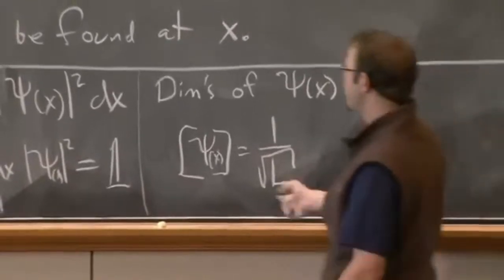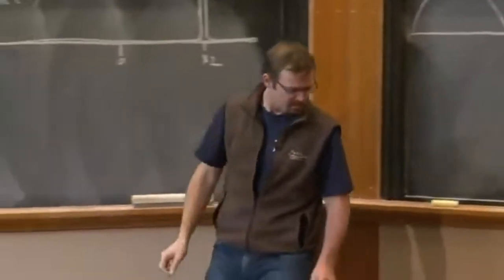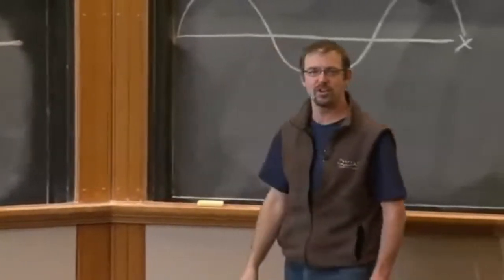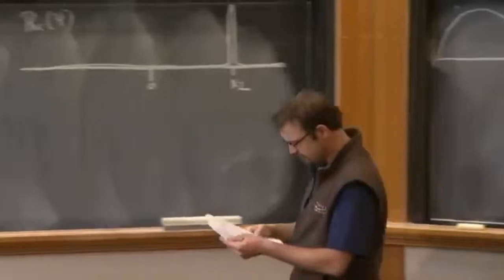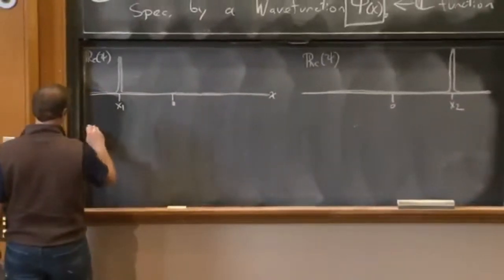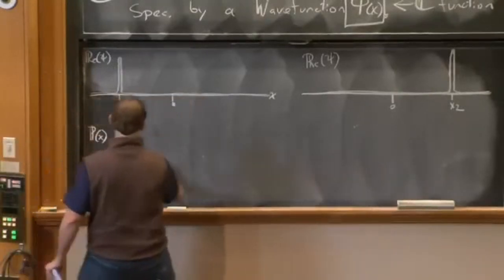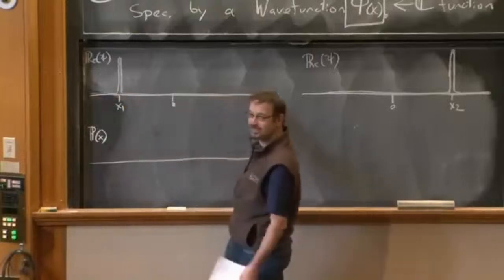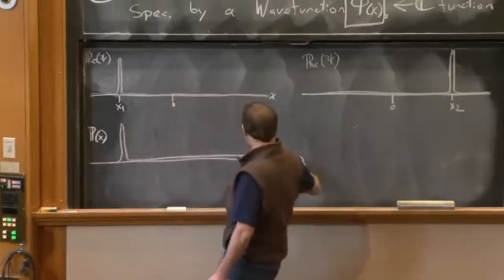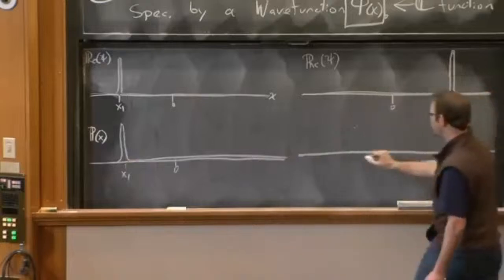OK, so with that said, if that's the meaning of the wave function, what physically can we take away from knowing these wave functions? Well, if this is the wave function, let's draw the probability distribution. What's the probability distribution? P of x. And the probability distribution here is really very simple. It's, again, 0 squared is still 0. So it's still just a big spike at x1. And this one is a big spike at x2.